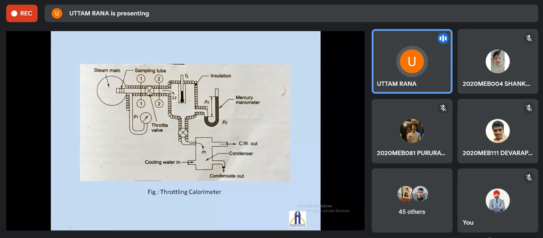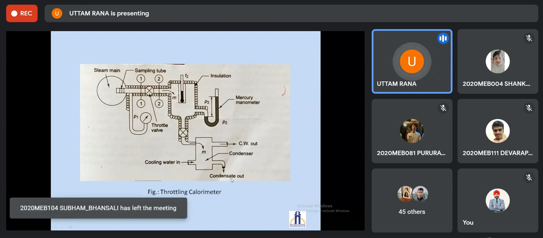A minimum of 5 or 10 degrees of superheating is essential. Degree of superheating means how far you are from the saturated vapor line. If the saturation temperature is Tsat and the degree of superheating is 10 degrees, then the temperature at state 2 should be equal to Tsat plus 10 degrees. Now this steam will come to another insulated chamber, where its temperature and pressure will be measured using a mercury manometer. Here it is shown, and there is a thermometer. Then that steam will go to the condenser and the condensate will be collected.